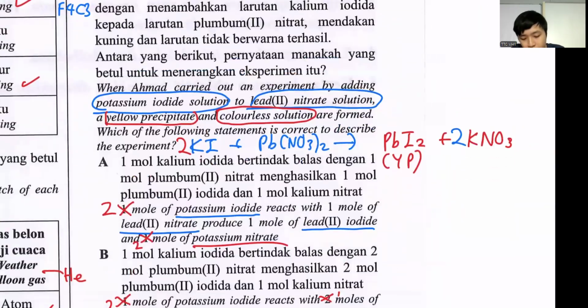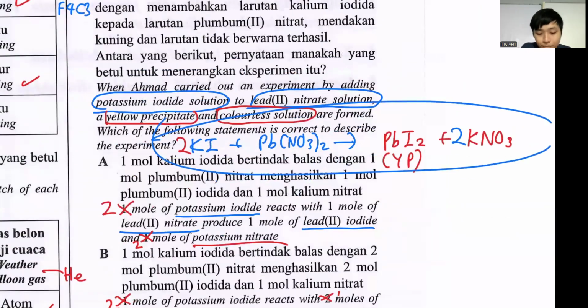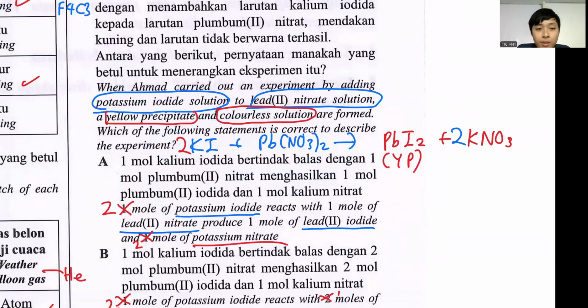About question 4, you just write the equation only. Then you balance the equation. That's it. You write the equation that you balance. Potassium iodide is KI. Lead(II) nitrate is Pb(NO3)2. Yellow precipitate is when Pb2+ attract I-. The colorless solution is K+ attract NO3-.